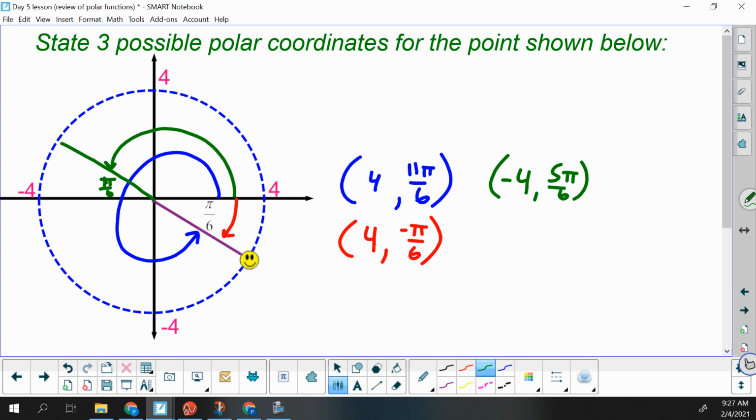Now, a similar idea is you could have gone backwards to get here. So that's pi over 6 beyond pi. That would be going negative 7 pi over 6 for our angle, and our radius would be negative 4 because we would send it back. Now there's really an infinite number of possible polar coordinates because for each of these you could do plus or minus 2 pi to your angle.